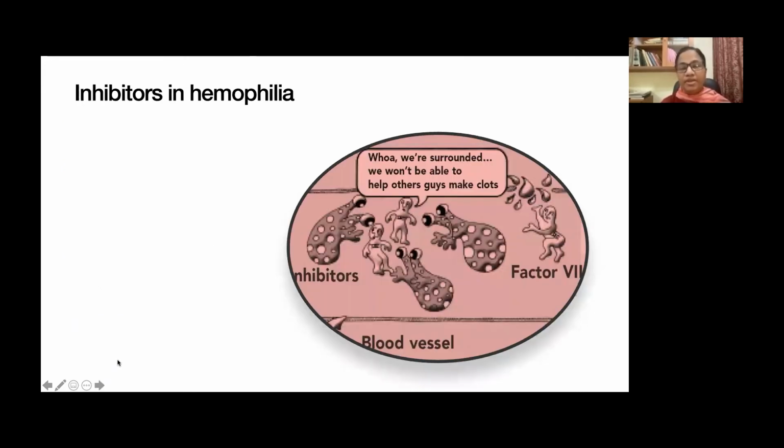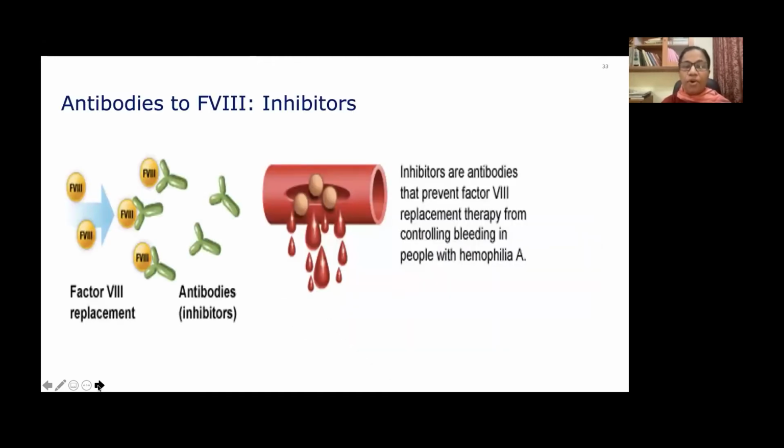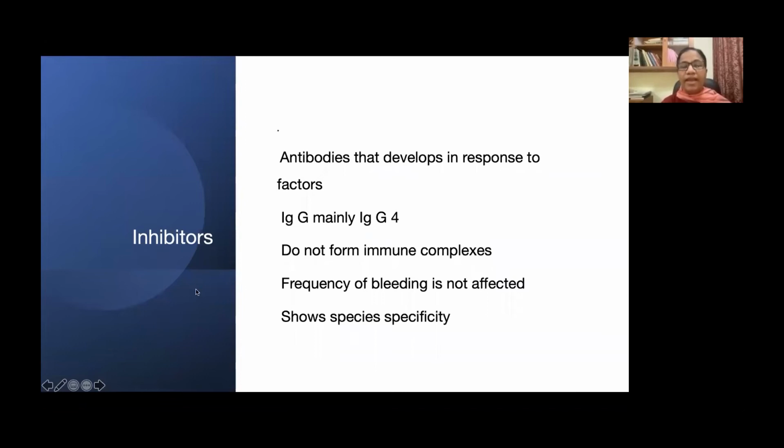Now we'll come to inhibitors, the most important complication of hemophilia, which makes the management difficult. These are antibodies. As you all know, for anything that we administer to our body which is not present in our body, there is a chance of antibody formation. Especially in severe hemophilia with less than 1% or zero factor level, when we administer factor 8, antibodies will develop. These are called inhibitors. And what is the problem with this? These are antibodies of IgG, mainly IgG4. They do not form immune complexes. They will remain as antigen-antibody, and the frequency of bleeding is not affected.